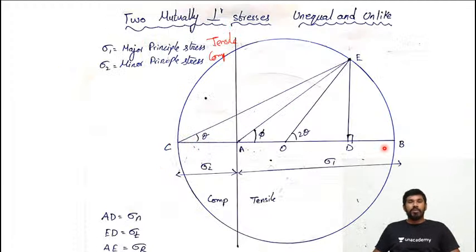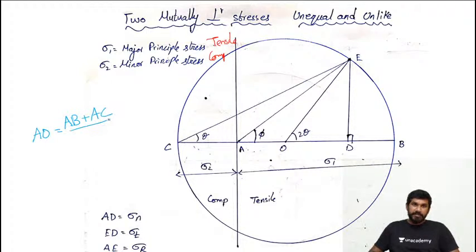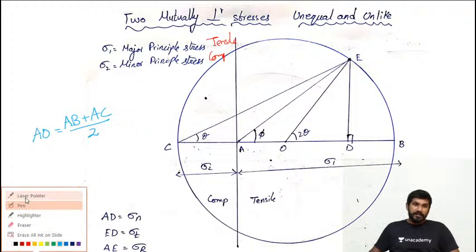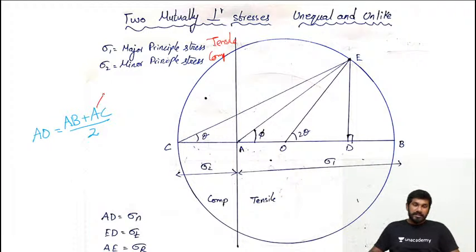Same way here, what will happen, right? How to find the value of distance AO? That is also the same, where AO, the center point, is equal to AB plus AC by 2, where this AC should be represented as negative, because AC is compressive, right? Minimum principal stress is compressive. That's why you have to represent minus.